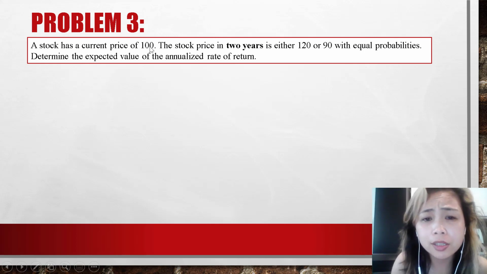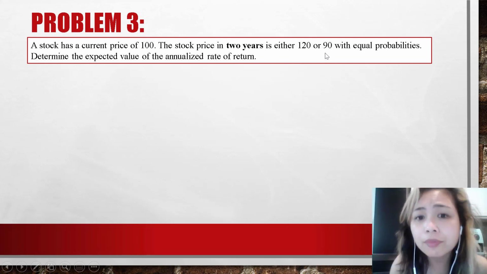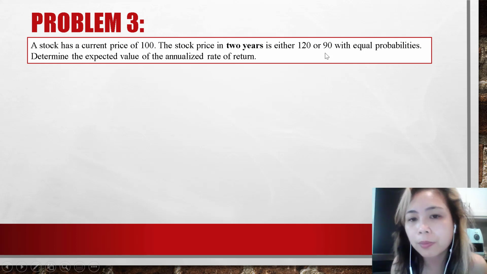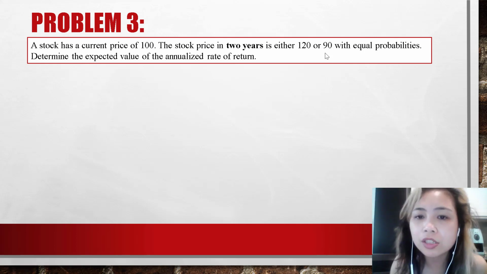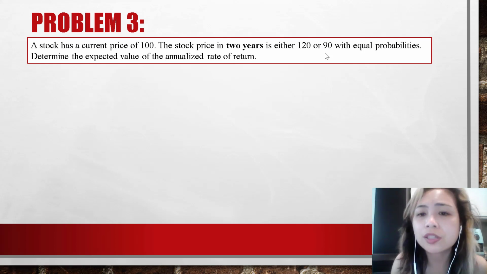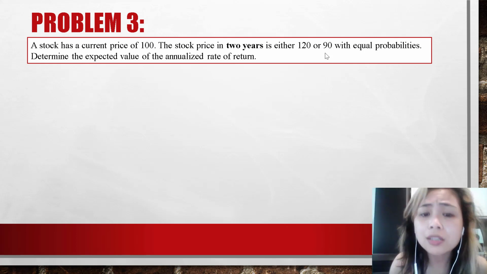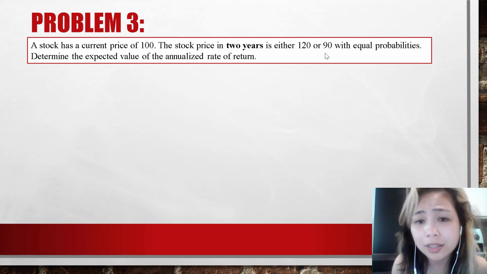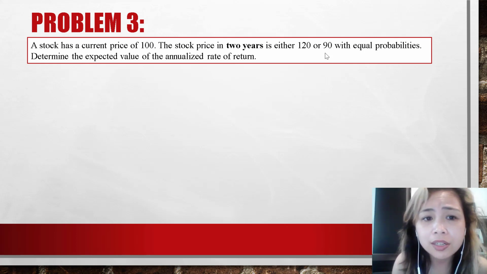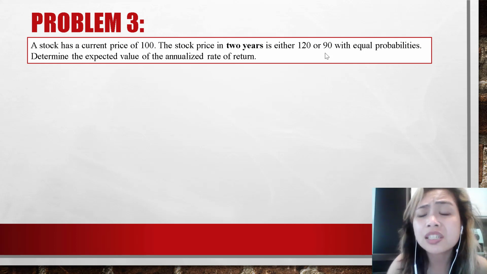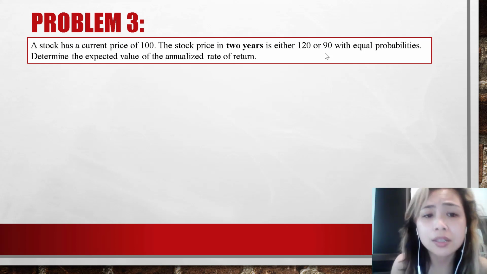here the current price is 100, and the stock price can be either 120 or 90 after 2 years with equal probabilities. That means 50% chance after 2 years stock price is 120, and 50% chance that stock price in 2 years is 90. So in order to find the expected annual rate of return, we have to find the rate of return in each case, and then take the weighted mean in order to find the expected value of an annualized rate of return.